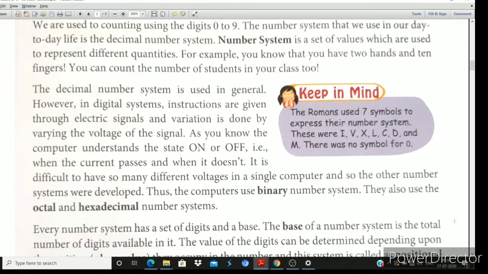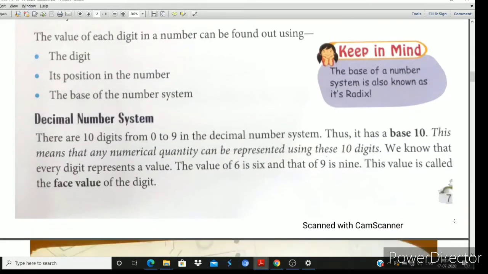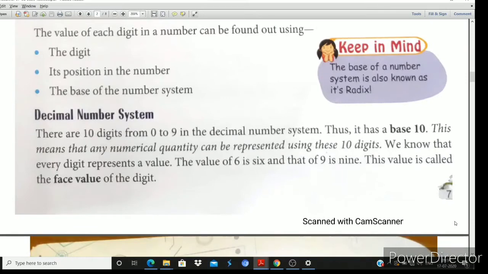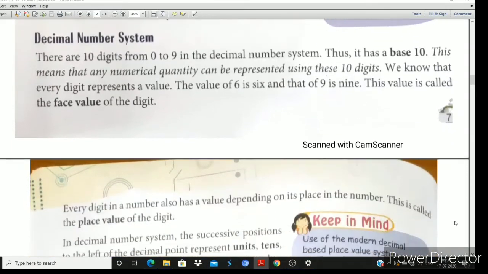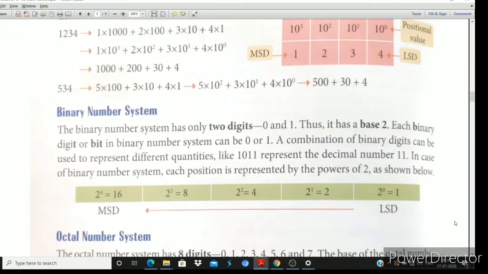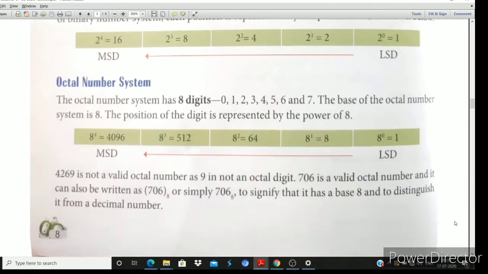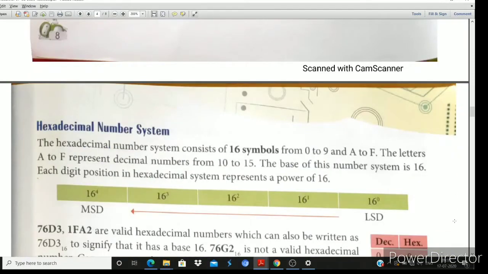So you learned that there is the decimal number system, which uses the digits from 0 to 9. There is another number system, which is the binary number system. The binary number system has only two digits, 0 and 1, and its base is 2. Another number system is octal and the hexadecimal. So in the previous video you learned about these four number systems.